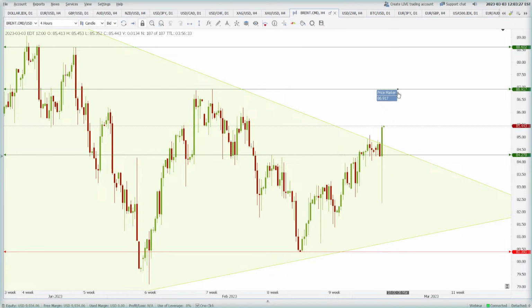I hope that helps, because there is no one now to sell this market against this bullish pin bar and bullish engulfing. Keep that in mind. All right guys, so 86.91 is where the price is going right now. It is headed towards that.